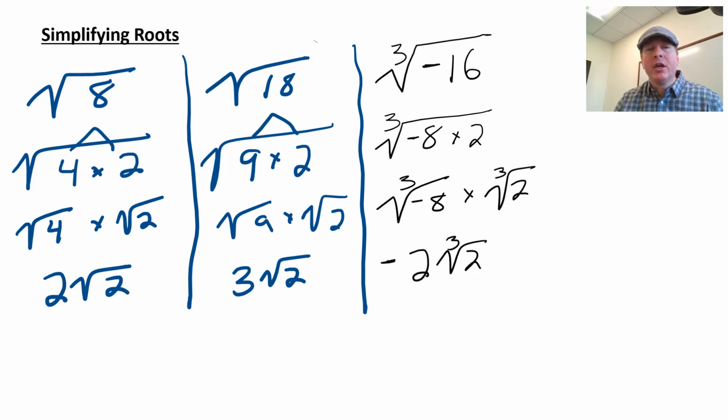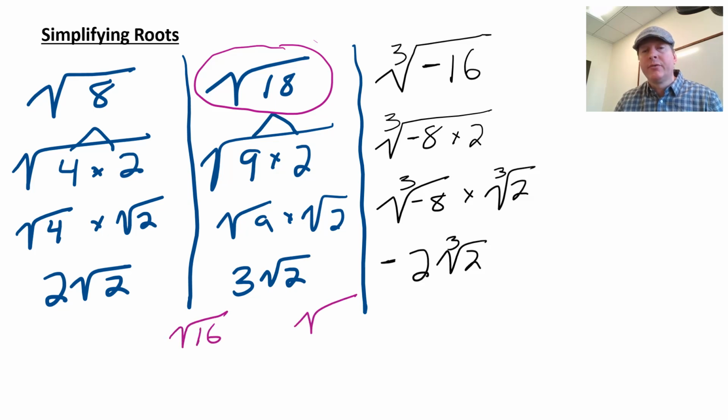A final point I want to make here: suppose somebody asked you the square root of 18. That's approximately what? Well, to get a ballpark figure, you could ask, what is the square root of 16, and what is the square root of 25, a perfect square that is greater than 18? The square root of 16 is 4. The square root of 25 is 5. So I know that the square root of 18 is somewhere in between 4 and 5. So a little estimating can be very helpful sometimes.